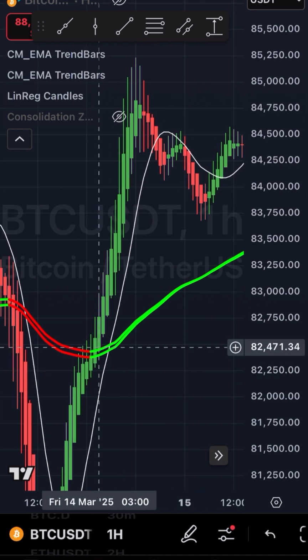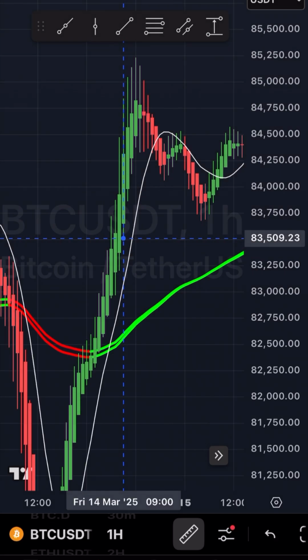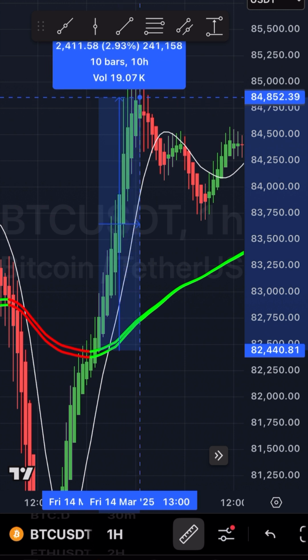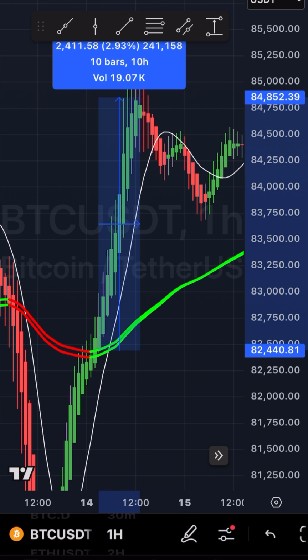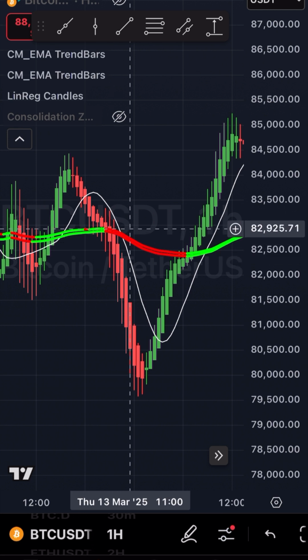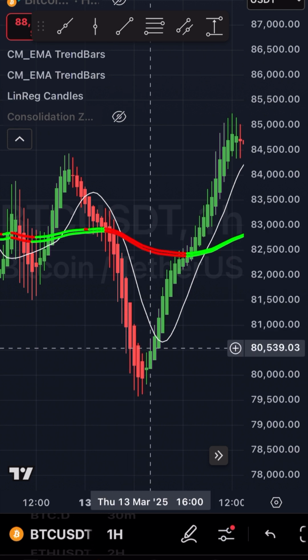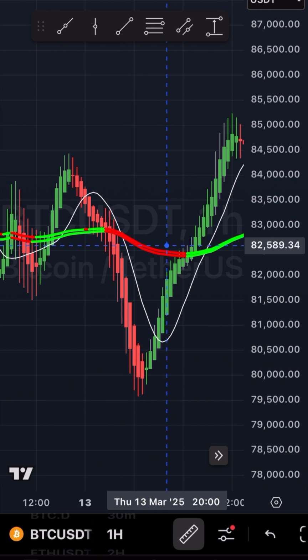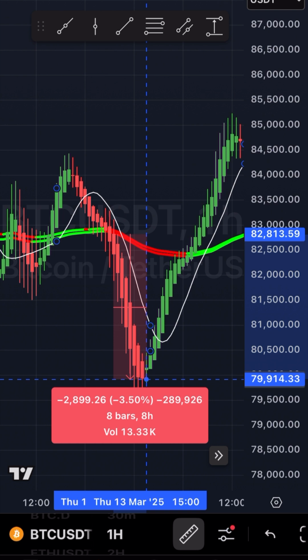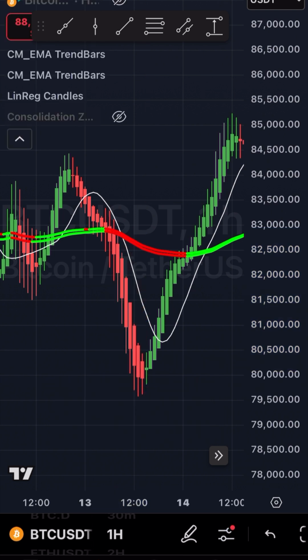But anyway, you see it crossing here, and you ride that up from about here all the way up to the top. It's about a $2,400 move, so it's about $24 on a 0.01. You see it crossing down here, so you would have entered here. From here to here would have been a good one. This is almost a $3,000 move, so $30 if you did a 0.01.